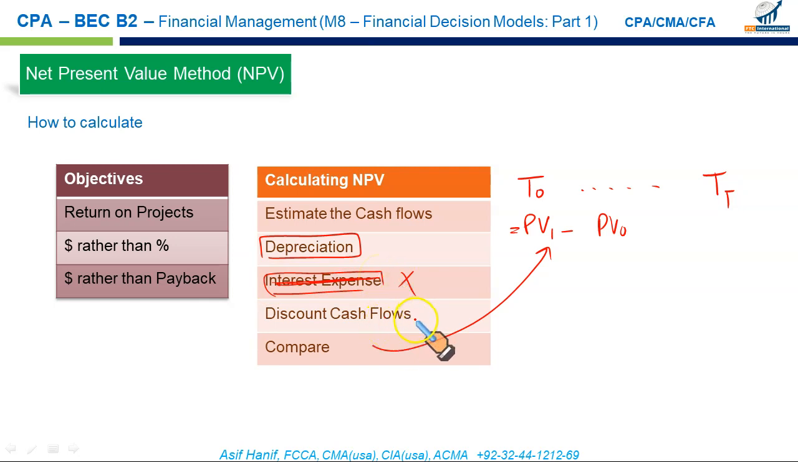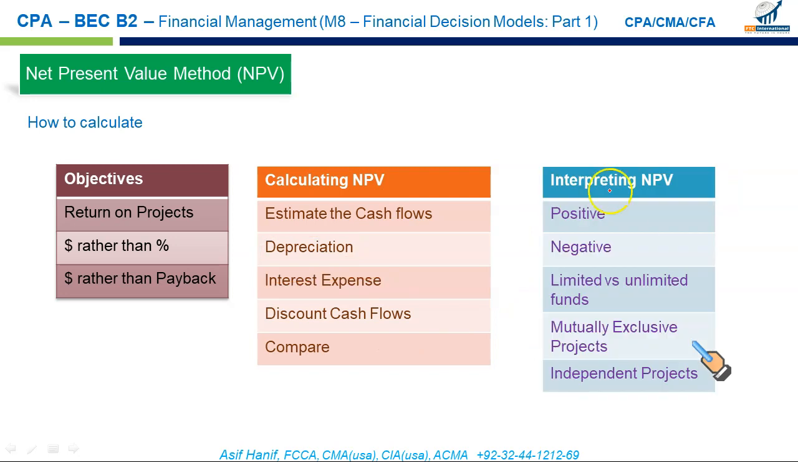So after we have discounted the cash flows, present value of inflows versus present value of outflows, then we compare these two. And remember, it's pretty straightforward. Whenever the present value of inflows is greater than the outflows or initial investment, that means your project is desirable. So here we have summed up interpreting NPV. If the NPV is positive, which means the present value of inflows is greater than the present value of outflows or the initial investment, then the project is desirable. You should make the investment.